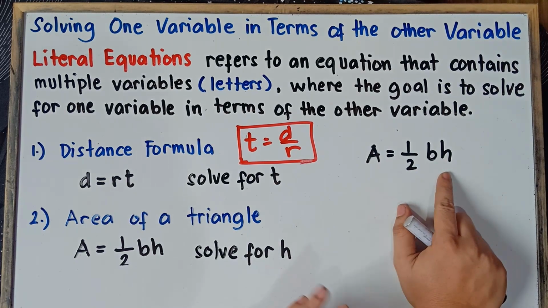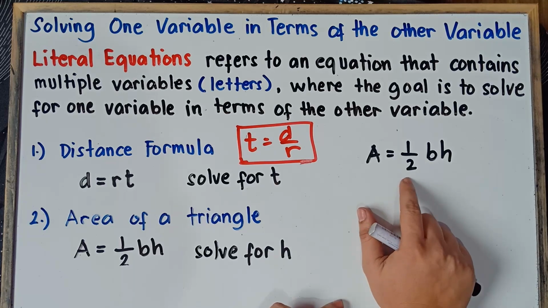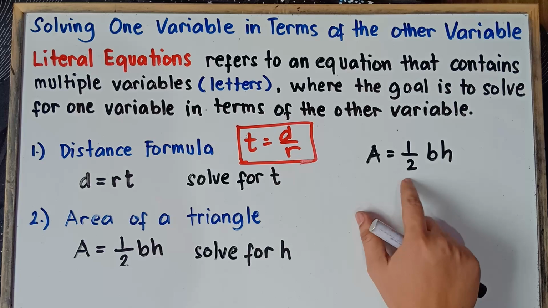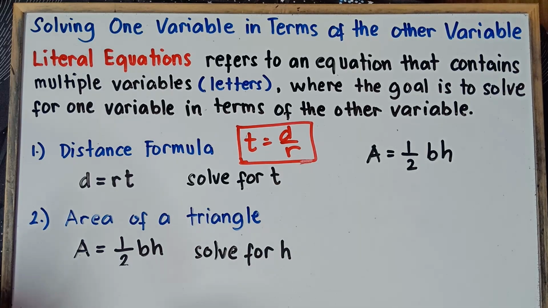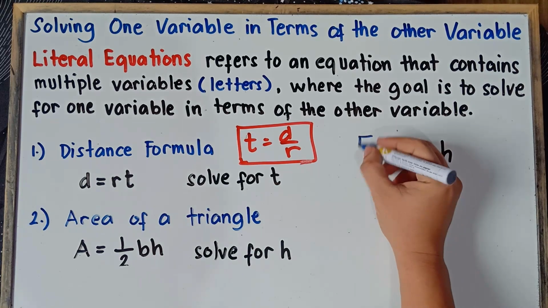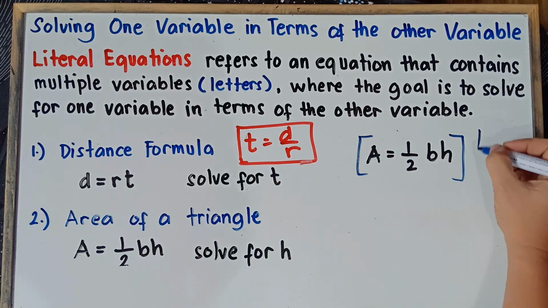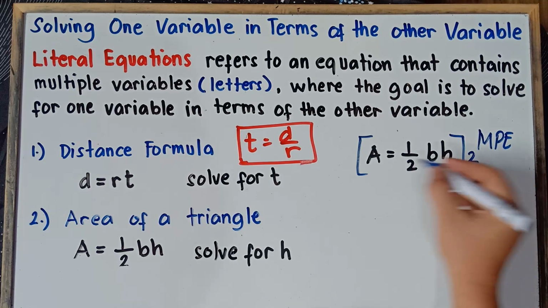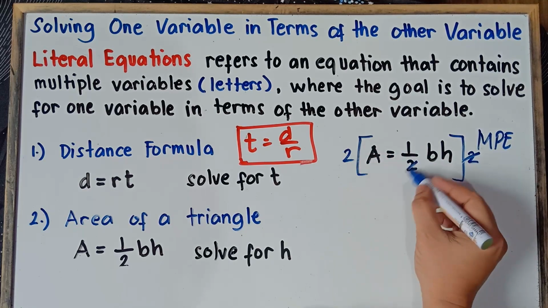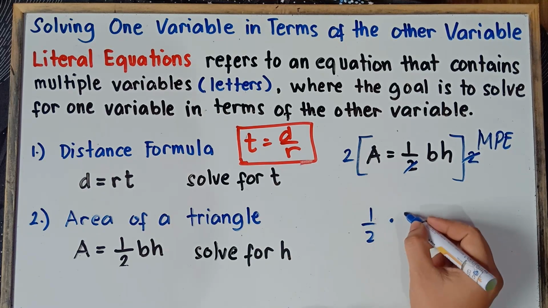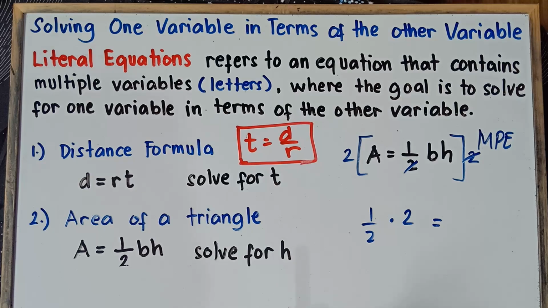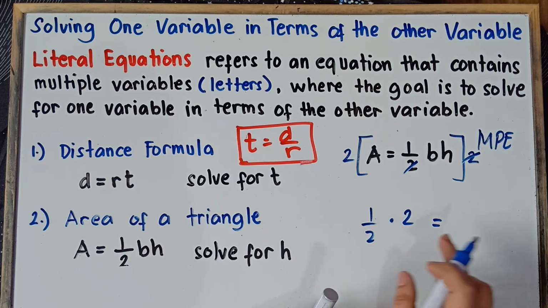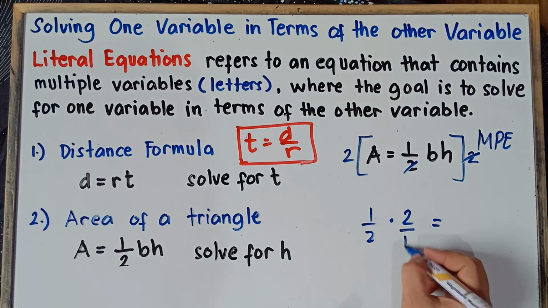Now the first thing that you need to do, class, is eliminate this denominator, because it would be really confusing if you're dealing with fractions. To eliminate this denominator, we can multiply both sides by 2. We can apply the multiplication property of equality. We multiply both sides by 2 so that we can cancel this out, because 1/2 times 2, the answer is 1. Understood that there's 1 here.